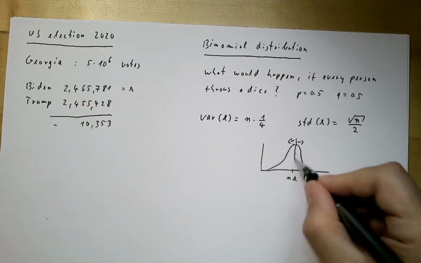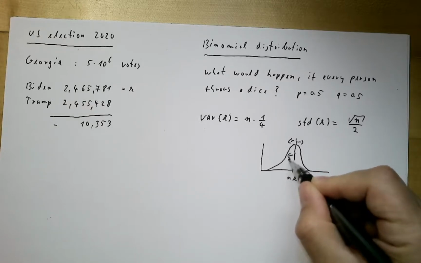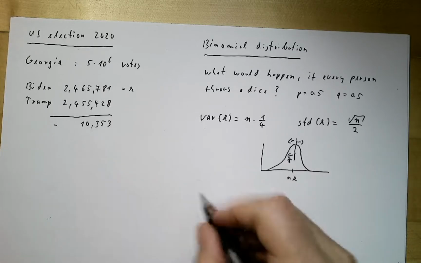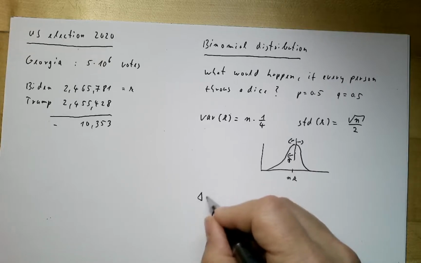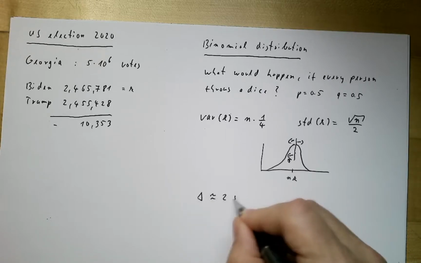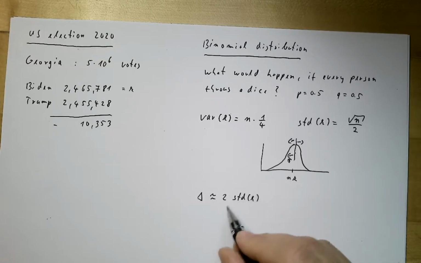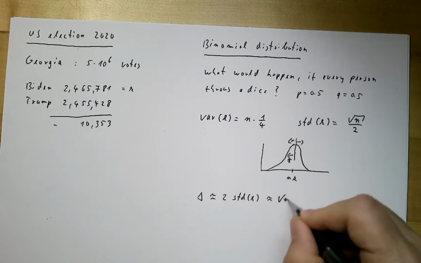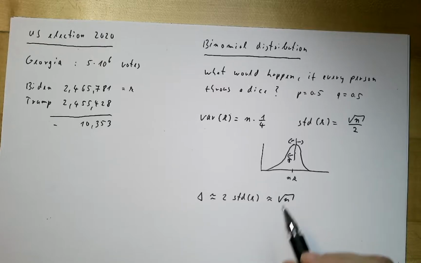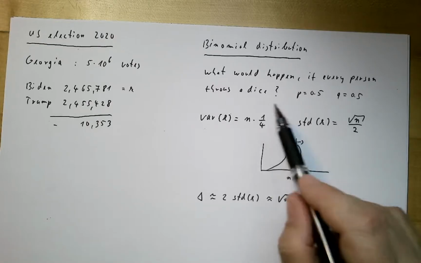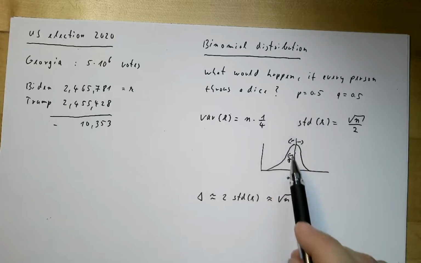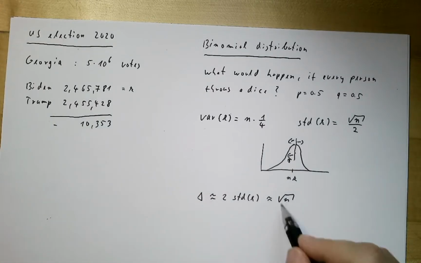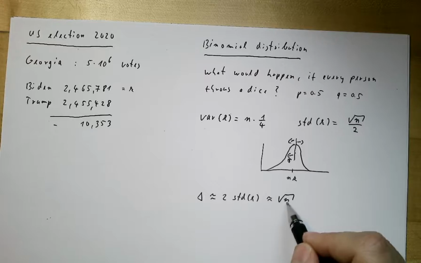Now, the standard deviation goes only in one direction. If we take the delta, the difference, we should expect it to be approximately 2 times the standard deviation. And 2 times this means the difference should be of the order of the square root of n. So that means if every person would throw a dice randomly, we would expect a deviation from the perfect half-half outcome of the order of the square root of n.